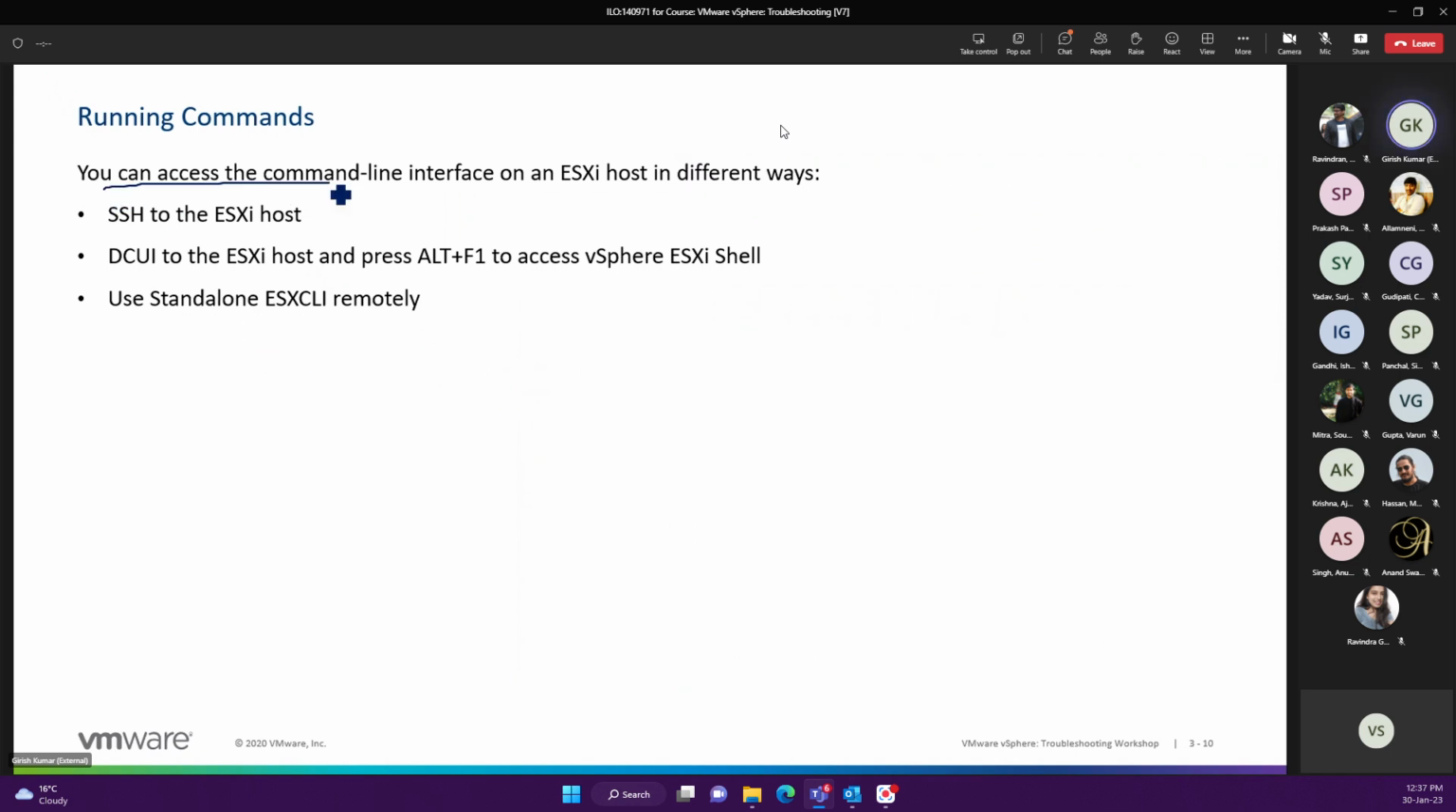We can access the command line interface on the ESXi host in different ways. One way is to enable SSH, install PuTTY on your laptop or jump box, and from there SSH to the ESXi host, which gives you the command line console. We can also enable the ESXi shell, from the DCUI.